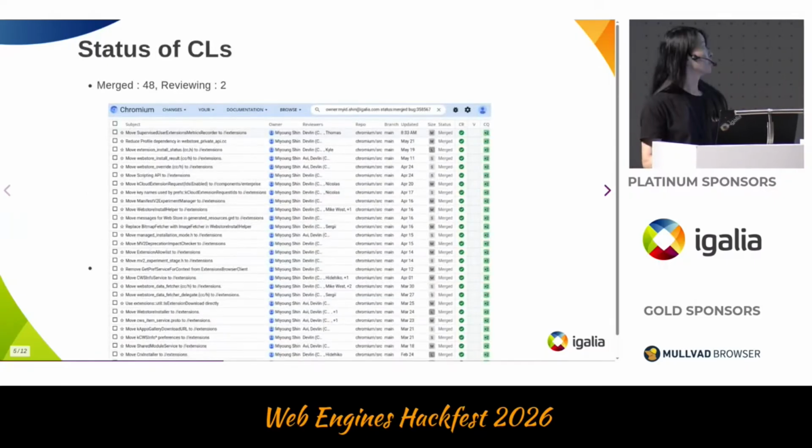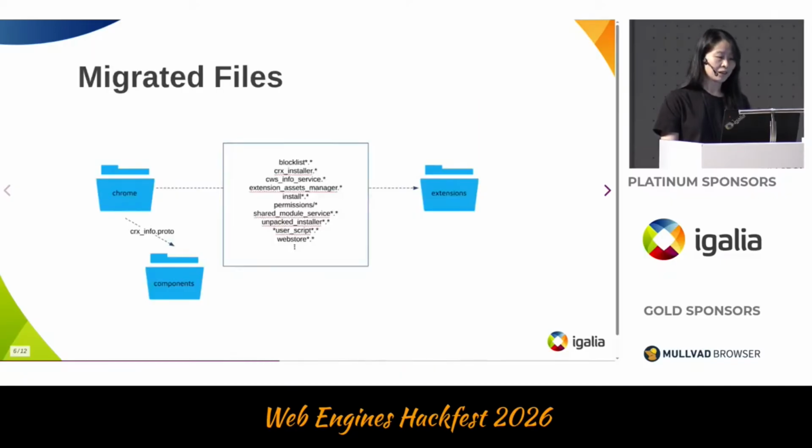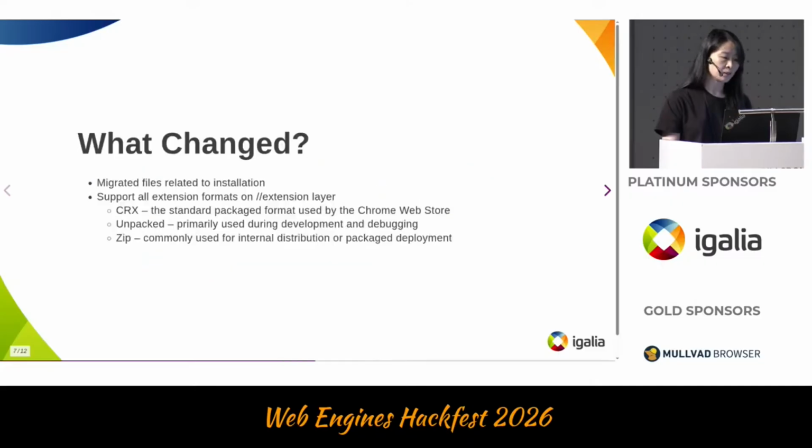Since the migration effort began in September last year, we have landed 48 patches with 2 patches currently under review, and migrated over 100 files from the Chrome layer to the extension layer, and refactored or relocated related code to reduce and remove Chrome dependencies.